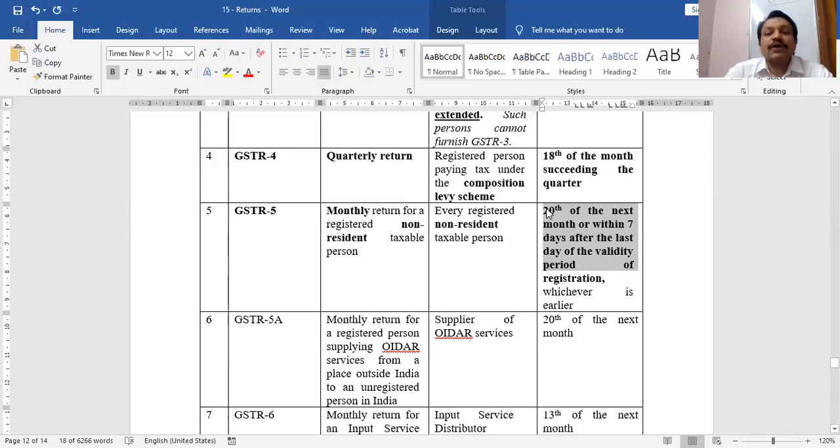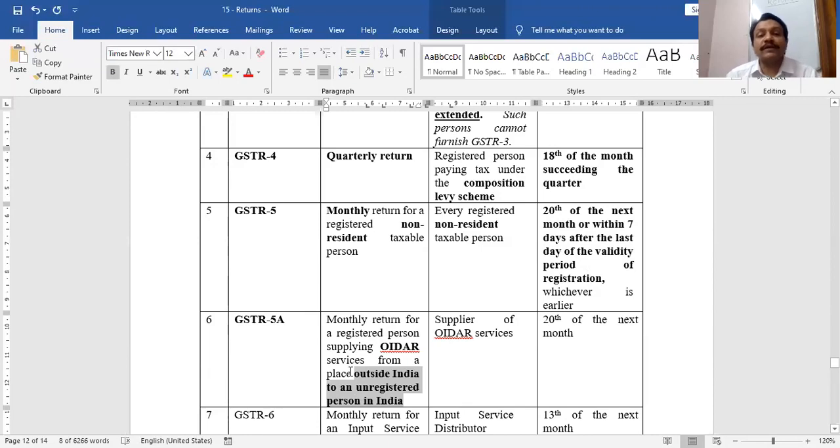The third special category who are not supposed to furnish 3B but a separate form is GSTR 5A, for a special person: OIDAR services. Do you remember OIDAR services? Online information and database access retrieval services. If these services are supplied from outside India, because in online transactions many times I get services where the servers and companies are located outside India, from a place outside India to any unregistered person in India.